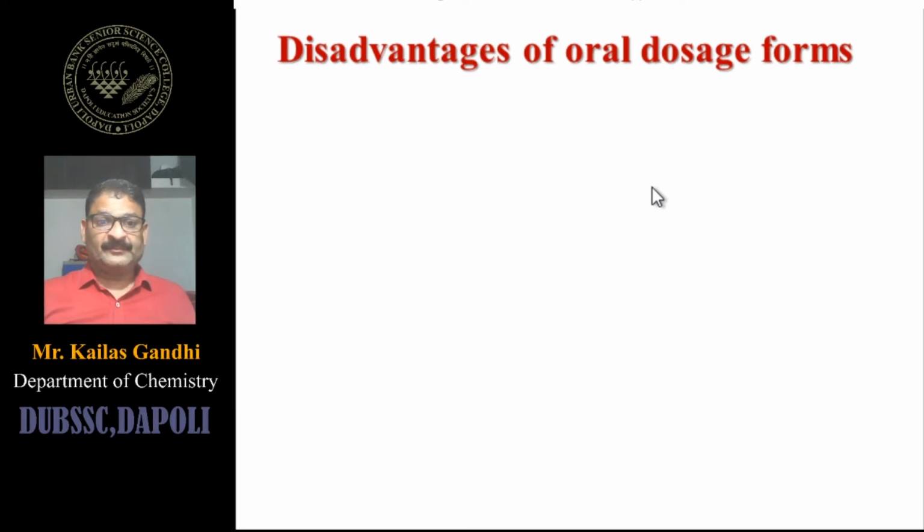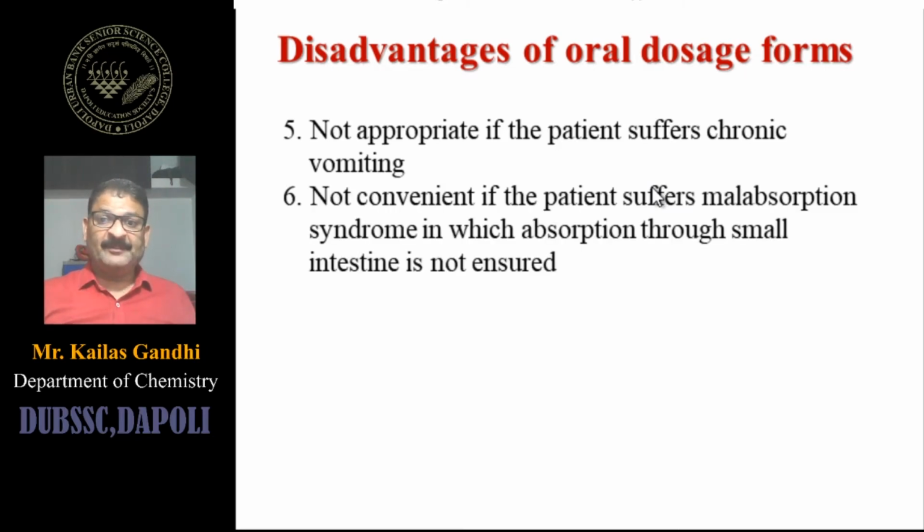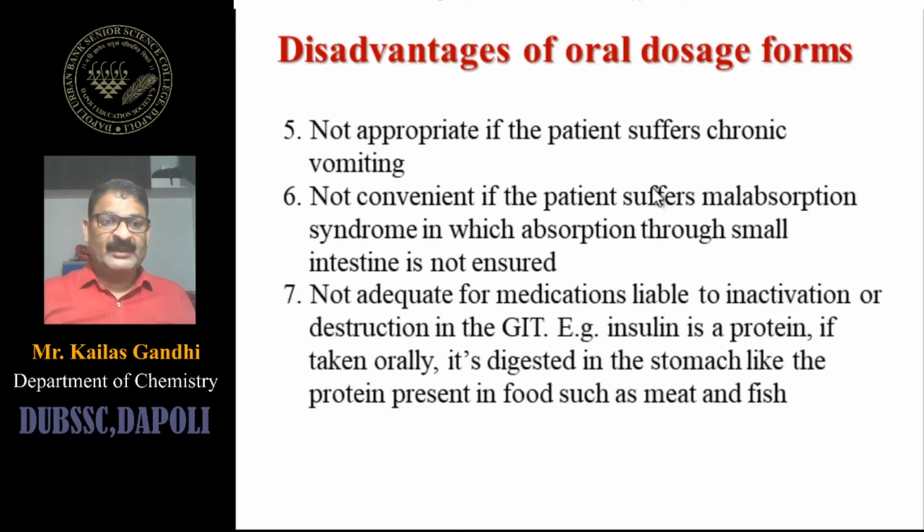Next one is not appropriate if the patient suffers chronic vomiting. मग अशीच आपण डिस्कस केले, so I am not recapitulating the thing. Not convenient if the patient suffers malabsorption syndrome, in which absorption through small intestine is not ensured. अशा टाईपचा प्रॉब्लेम जर का मॅल ऍब्सॉर्प्शनचा प्रॉब्लेम असेल तर त्या केसमध्ये सुद्धा हा रूट आहे तो प्रिफर केला जाऊ शकत नाही. Next one is not adequate for medications liable to inactivation or destruction in the gastrointestinal tract.